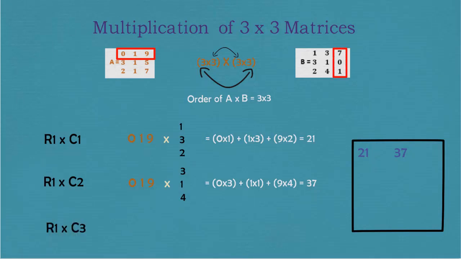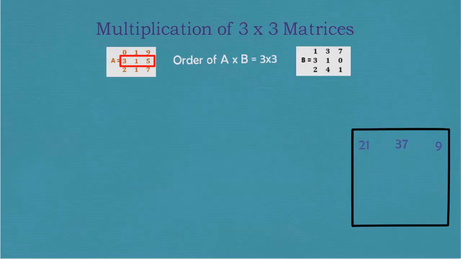Now multiplying the first row with the third column, that is 0, 1, 9 multiplied by 7, 0, 1, and that is equal to 0 times 7 plus 1 times 0 plus 9 times 1. So adding and multiplying them, we get 9. So we are done with the first row of matrix A. Now we start multiplying the second row of matrix A with the first column, then with the second column, and then with the third column.